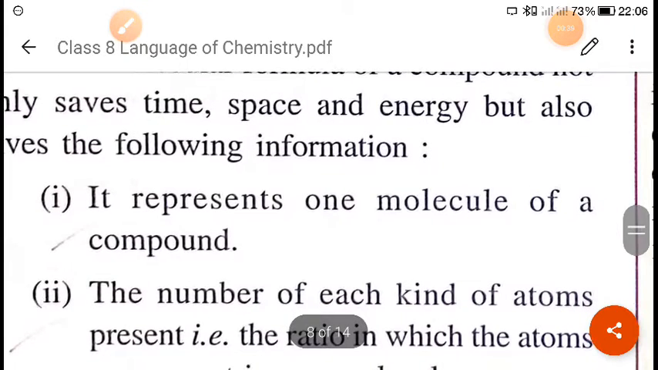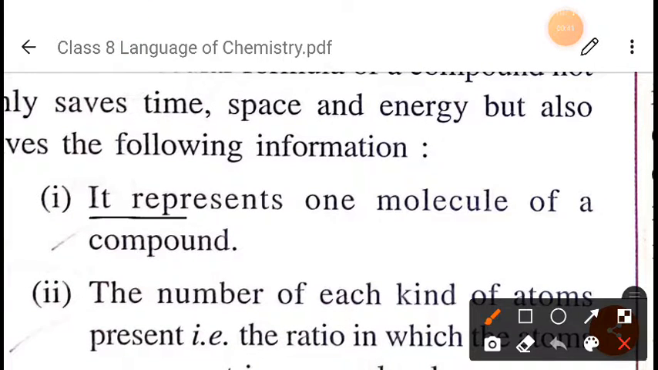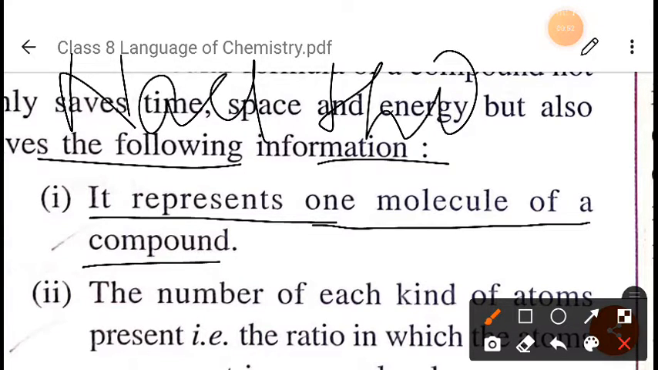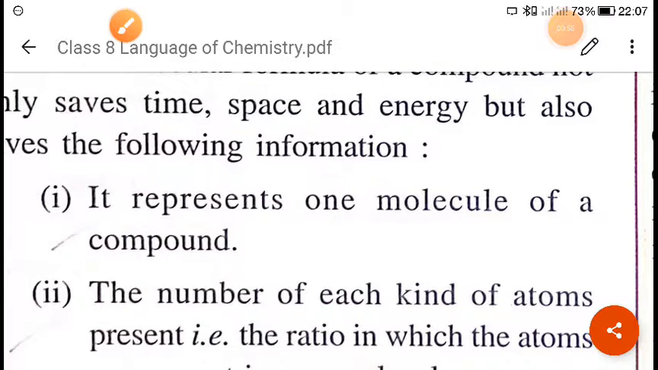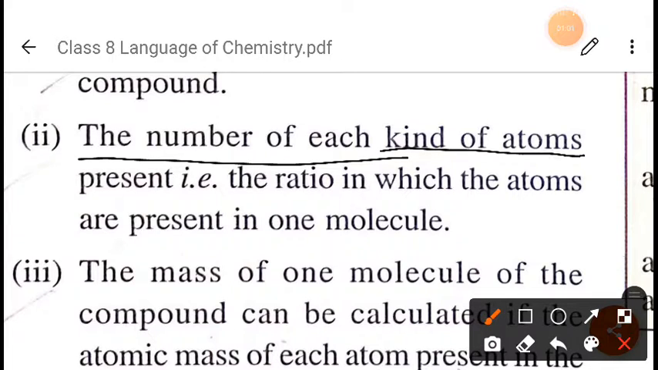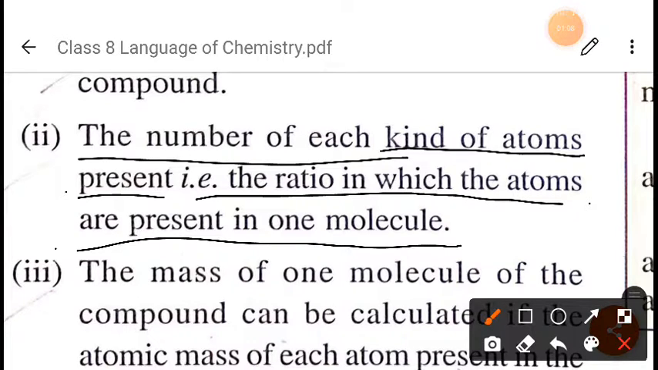The first thing is that it represents one molecule of a compound. For example, you can take NaCl or H2O. It means it is representing one molecule of the compound. Next, it gives the number of each kind of atom present, that is, the ratio in which the atoms are present in one molecule.